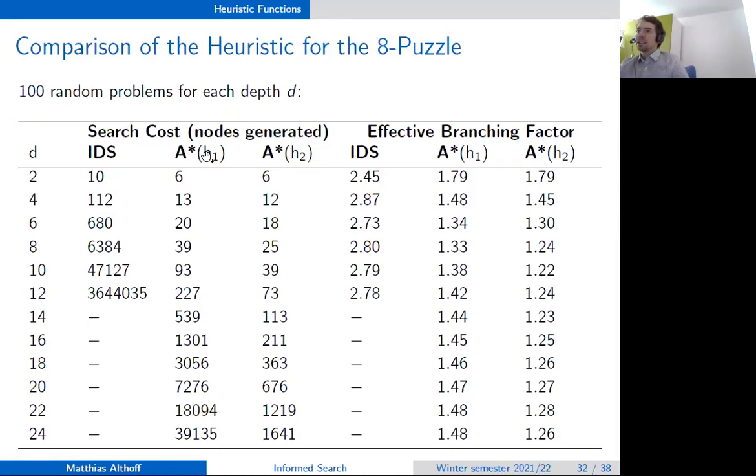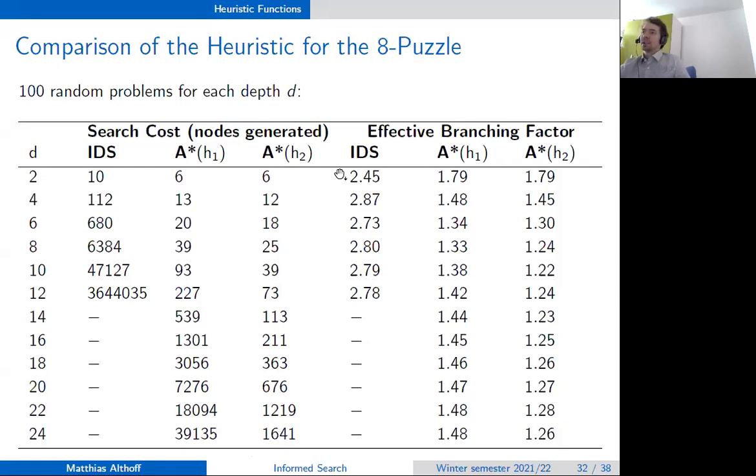If you use A star with heuristic 1 that one of you already suggested today, we can go beyond these depths and even compute solutions with a solution depth of 24. If you use the even better heuristic that also was proposed today, then you see at the beginning there's not much difference. But if you look at depth 24, we can reduce the number of nodes from 39,000 to roughly 1,600.